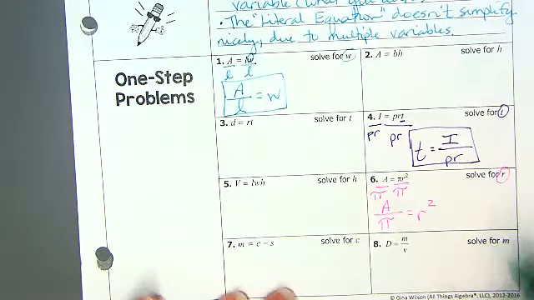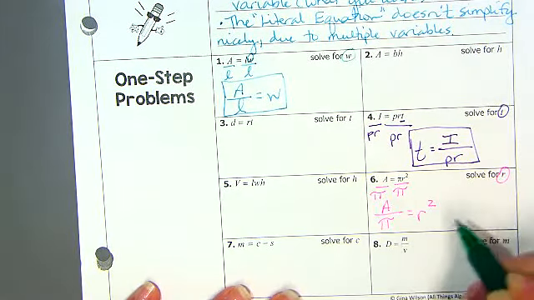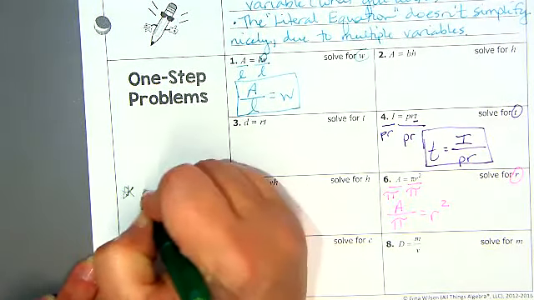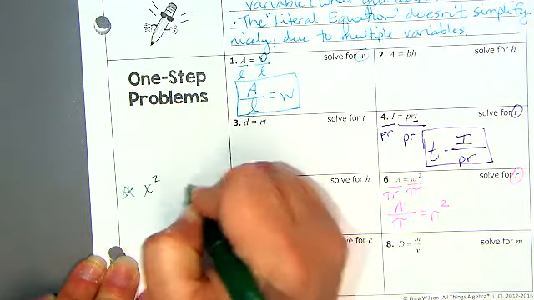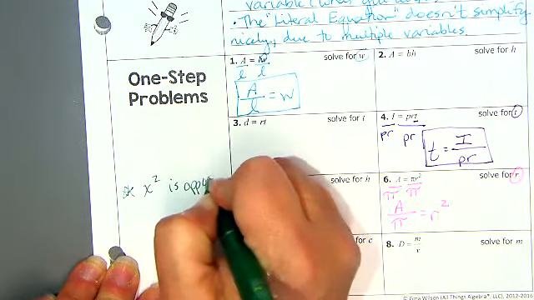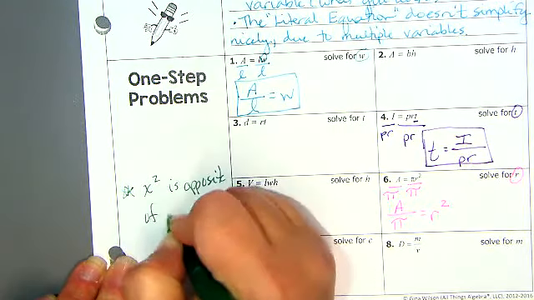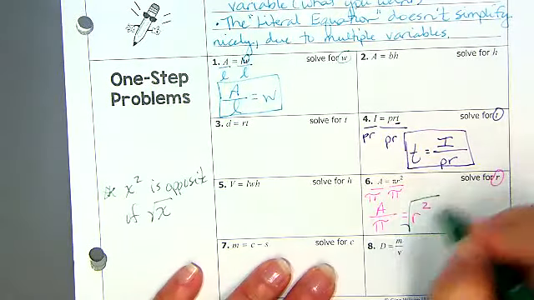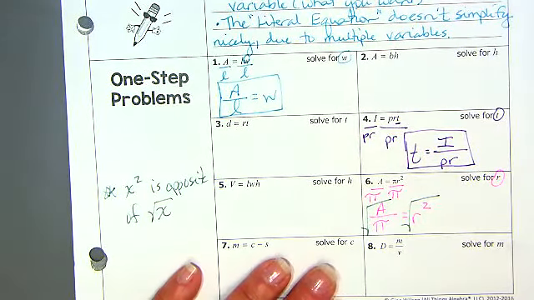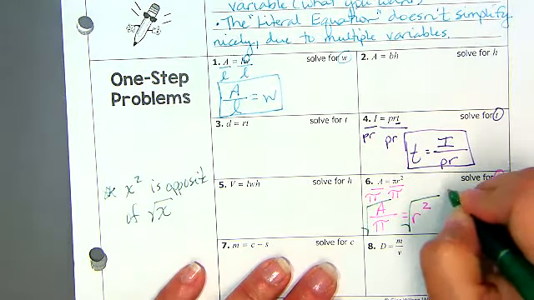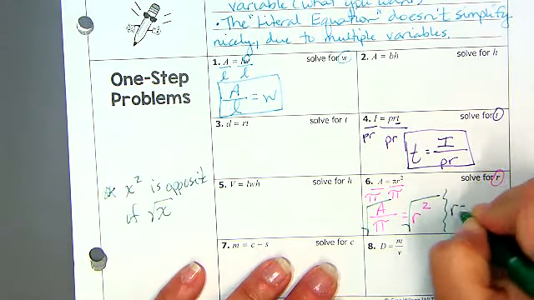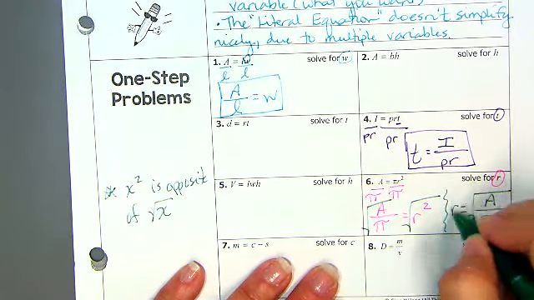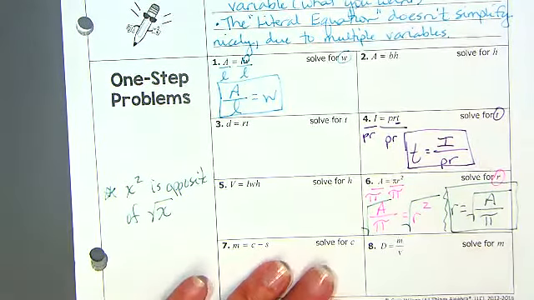This is where we have to remember, how do I undo squared? The opposite of squared is square root. So if you need to remember that over here, x squared is the opposite of square root of x. Those are opposites, which means I can take the square root of each side. And when I do that, that's when the R gets by itself. So I'm going to have R equals the square root of A over pi. And this is my answer.